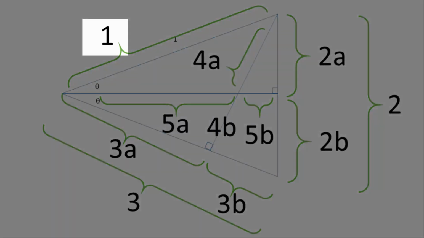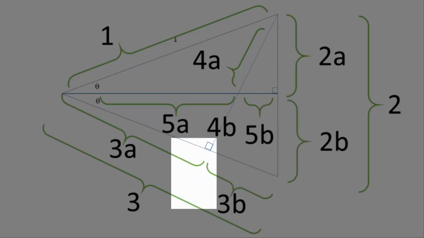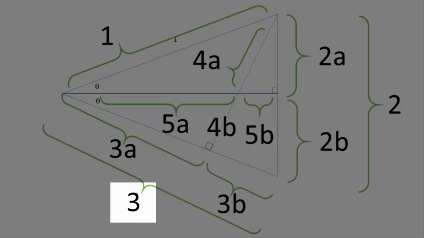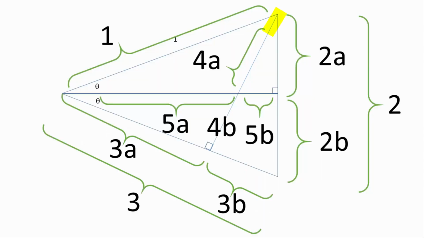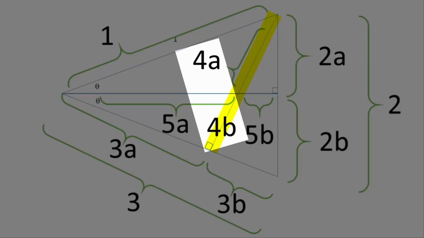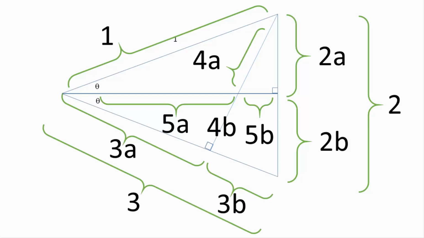The sides on the outside will be 1, 2, and 3. And the side named 2 is actually composed of 2 different sides, so we'll call those 2A and 2B. And then 3 is similarly split up into 3A and 3B. We'll call the diagonal 4 and split it up into 4A and 4B. And we'll call the horizontal 5 split up into 5A and 5B. So that's a total of 13 sides. And what we want to do is find the length of each of those.